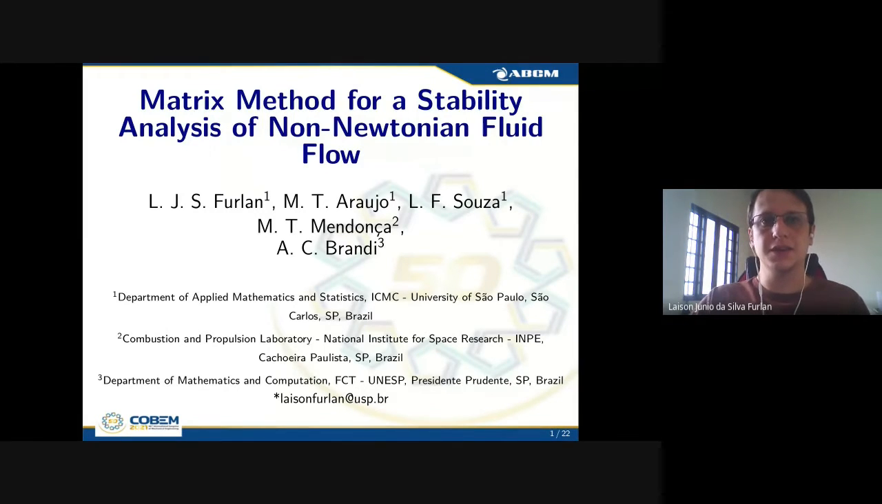I am a PhD student of University of São Paulo, and I will present a part of my PhD research in stability analysis area. This work is called matrix method for stability analysis of a non-Newtonian fluid flow and consists to present a way to make the stability analysis.